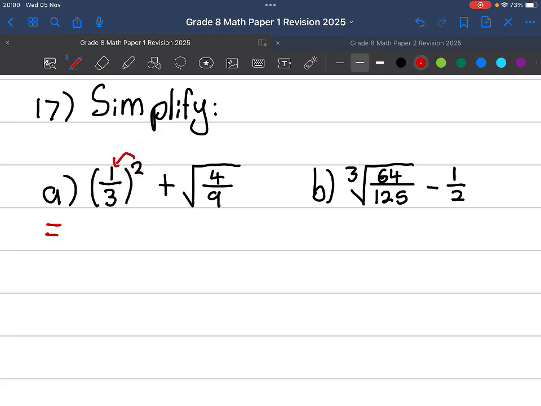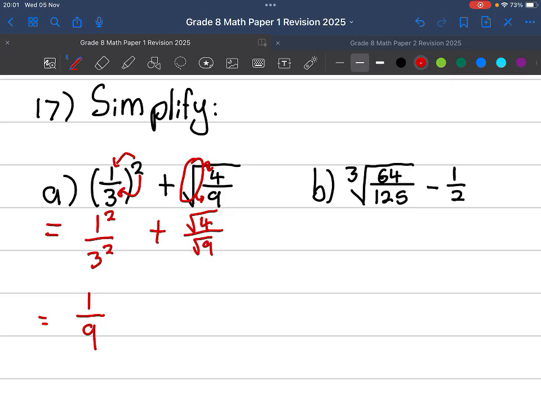So the 2 will go to the 1 and the 2 will go to the 3. So you have 1 squared over 3 squared, and that's going to equal 1 over 9. Okay? Cool. We're going to do the same thing with the square root of 4 over 9, where the square root itself is going to be distributed to the 4 and the 9. So now we have the square root of 4 over the square root of 9. And there's a plus sign in between.